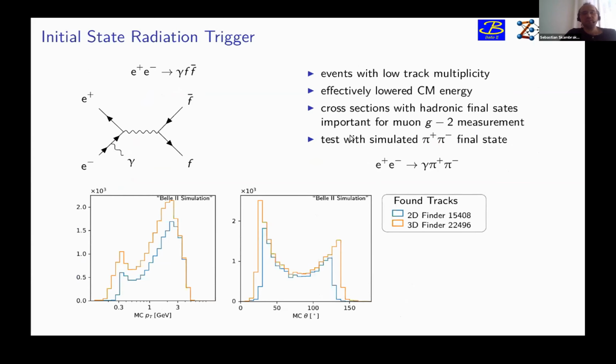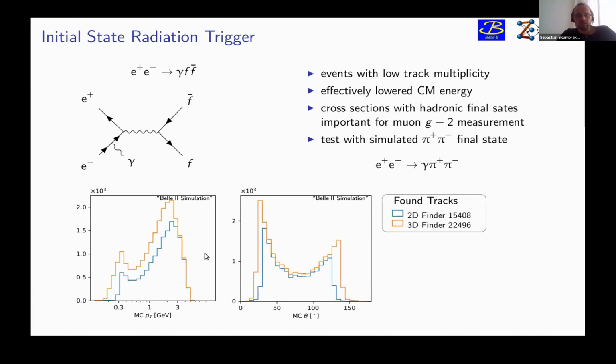This is a typical candidate of events with a low track multiplicity. And here you see simulated the pi plus, pi minus final state, a hadronic final state, and the measurement of such hadronic final states is quite important, for example, in the muon g-2 experiment, to limit the theoretical error.